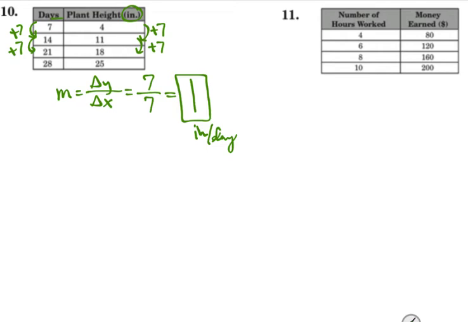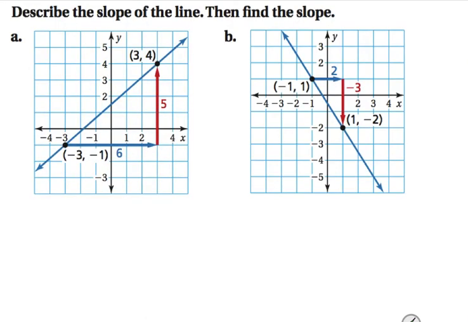Okay, the number of hours worked and the money earned. It looks like as we move up here, we are adding 40 each time. As we move up here, we're adding 2. So the slope, change in y, 40, over change in x, 2, gives us a slope of 20. And as a unit rate, that's $20 per hour.